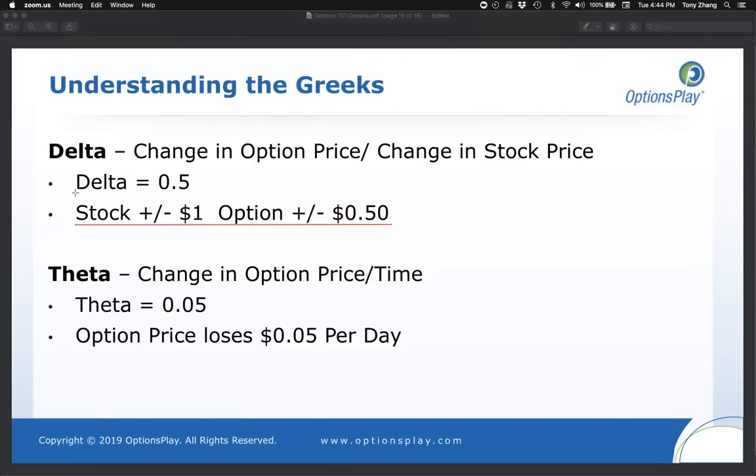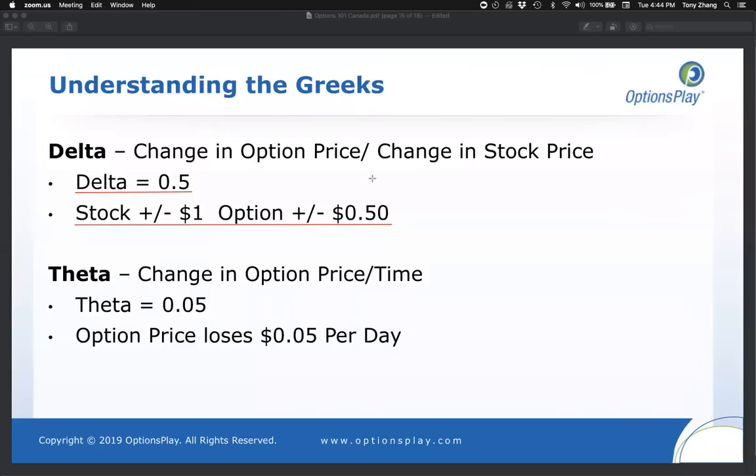So if a call option has a delta of 0.5, that means for every dollar the stock moves up, the option will move up by half as much. So 50 cents for every $1 move in the stock. So if I think the stock's going to move up by $5, I roughly see about a $2.50 change in the option price.